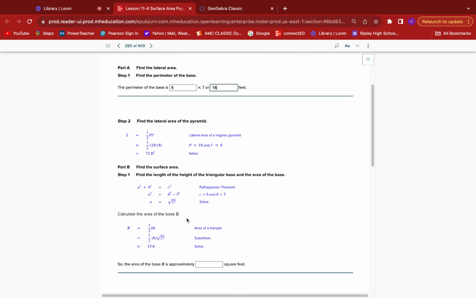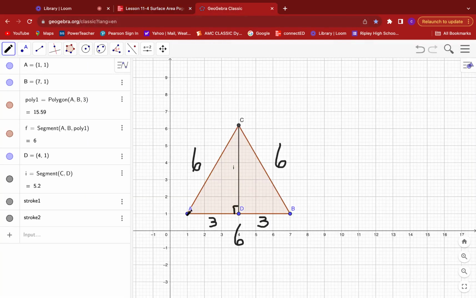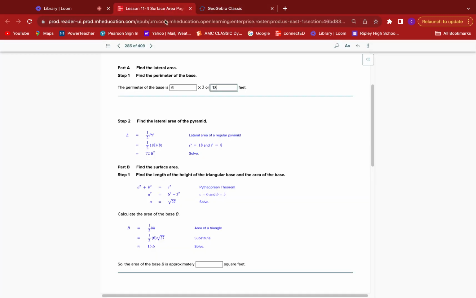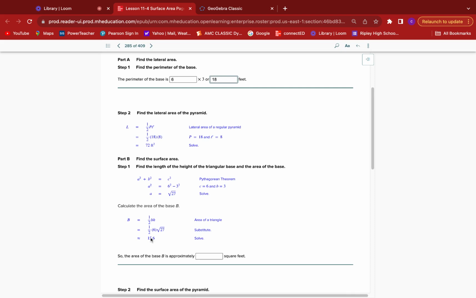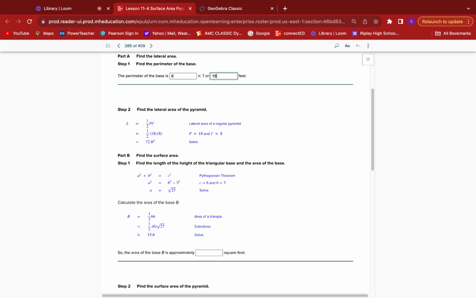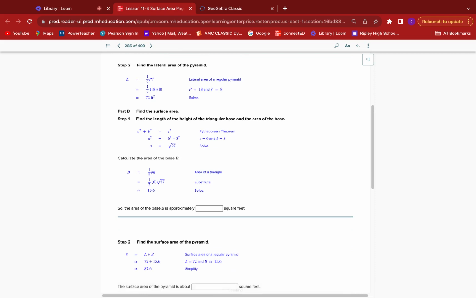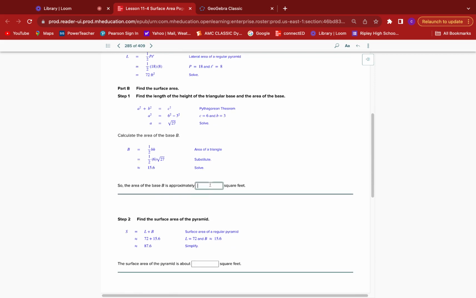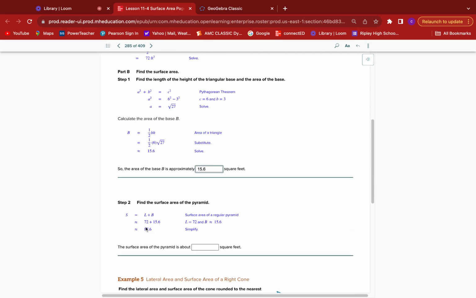All right, so 1/2 times 6 times the square root of 27 will give us the area of this triangular base. And there's only one base. All right, so it's 15.6. And we need to add our lateral with our, okay, I'm getting ahead of myself. So the area of the base is about 15.6. There's only one of them. So you add the 72, which is your lateral, to the area of the base, which is about 15.6. Combine them together, you get about 87.6 approximate square feet.